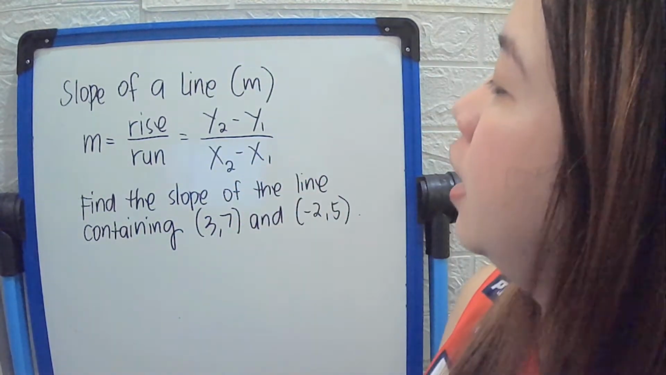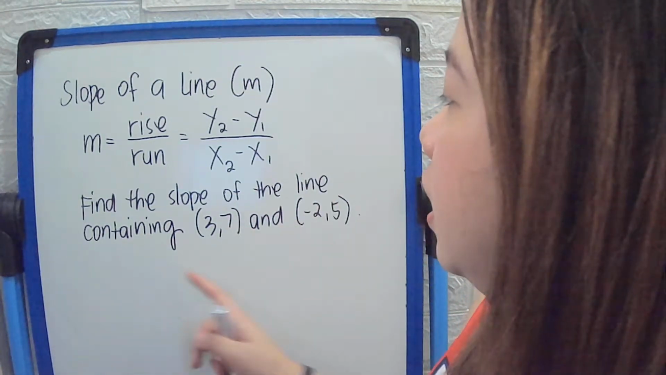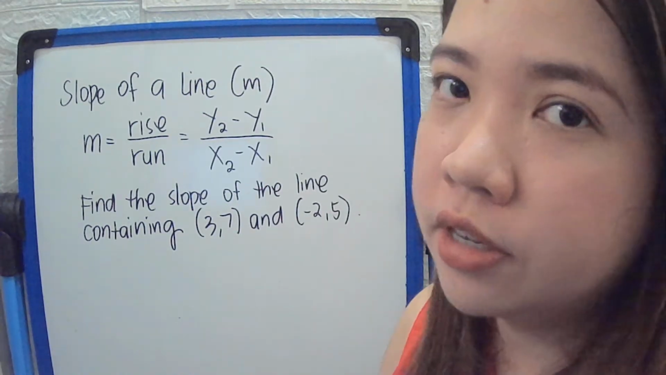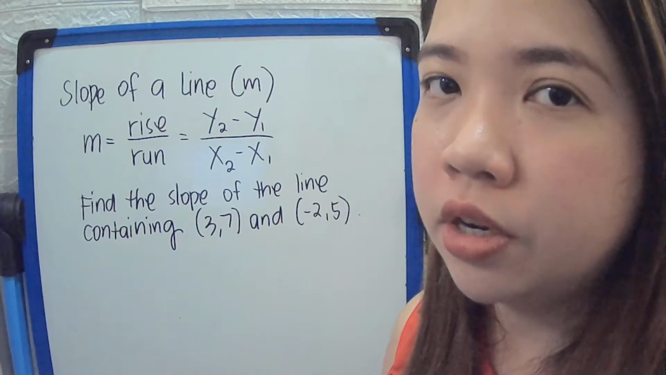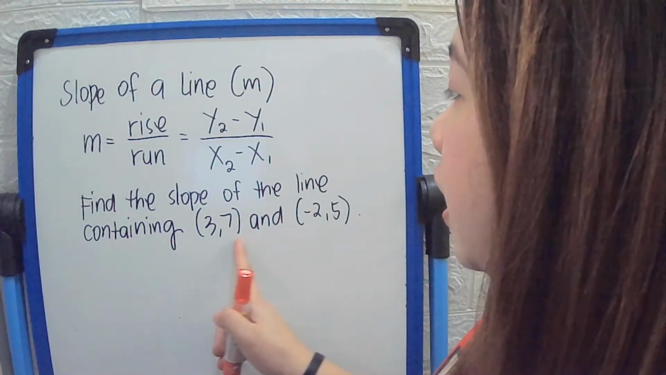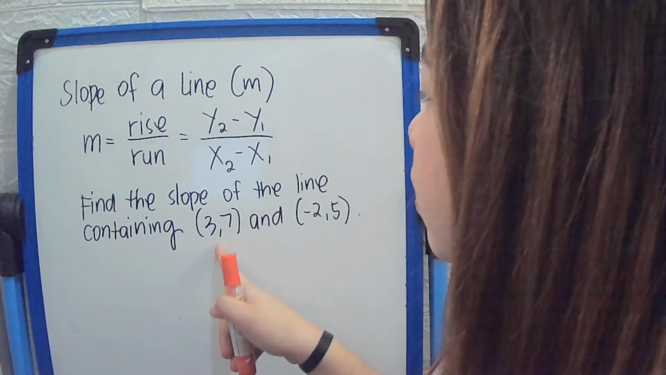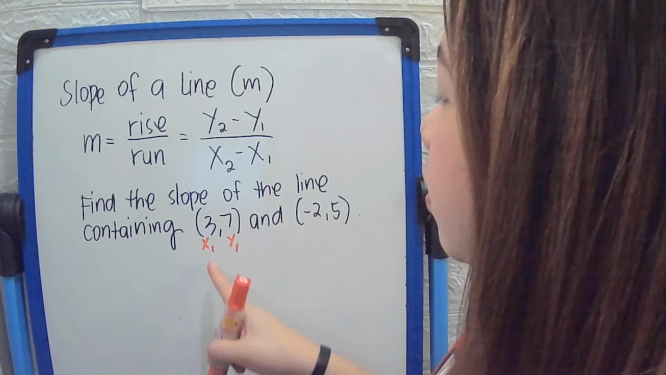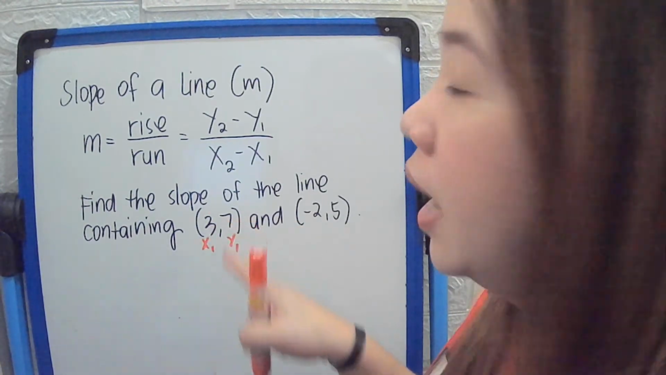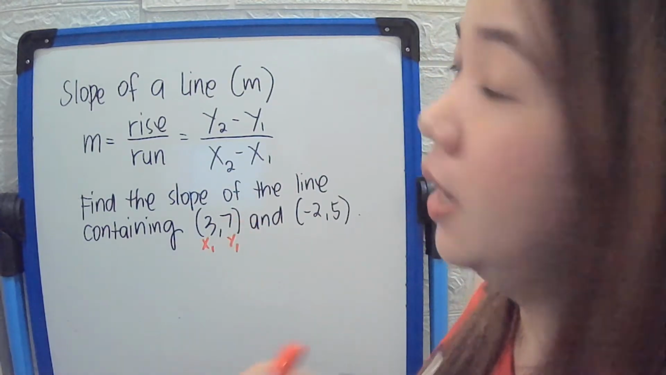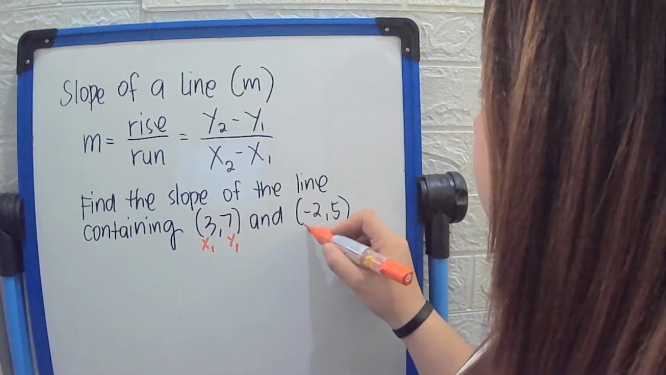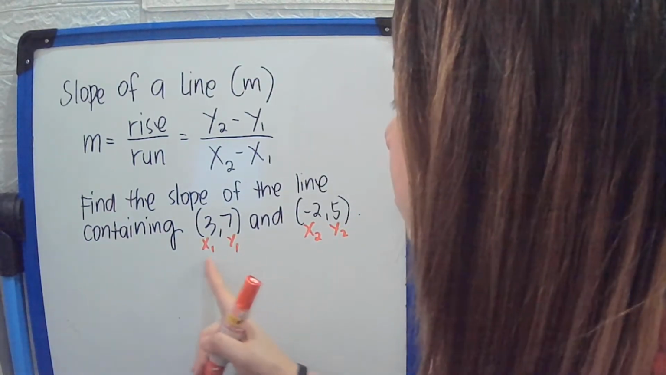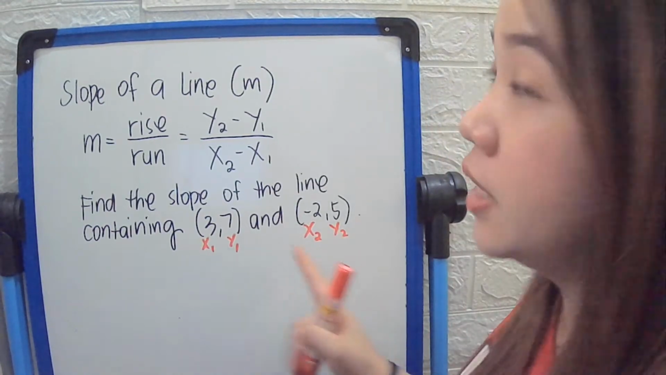So, for example, you are asked to find the slope of the line containing points (3, 7) and (-2, 5). So, first things first is to identify sino yung first point mo at sino yung second point mo. Okay? So, let us say, ito yung naisip mo na first point. If this is your first point, that will be x sub 1, y sub 1. Or, ito yung unang abscissa, ito yung unang ordinate. Yung second point mo, ito yung pangalawang abscissa, ito yung pangalawang ordinate. Kasi nga, kaya siya may sub 1 kasi first point, sub 2 kasi second point.